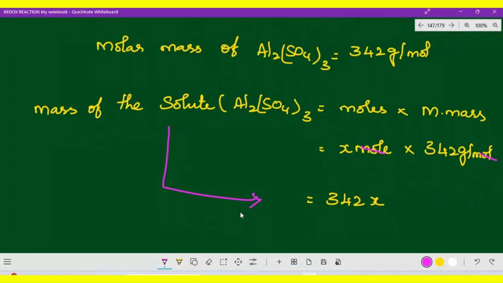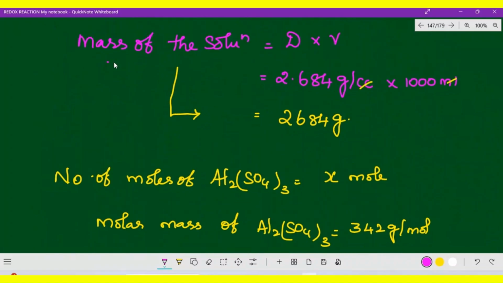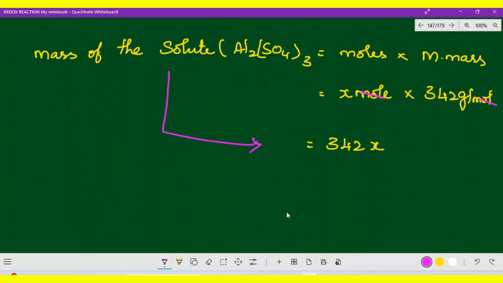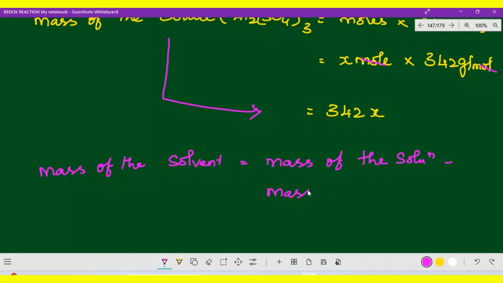Now we have to identify the mass of the solvent, because the mass of the solution we have identified. So this is the mass of the solution, and this is the mass of the solute. How to identify the mass of the solvent? Mass of the solution minus mass of the solute, we will get the mass of the solvent.